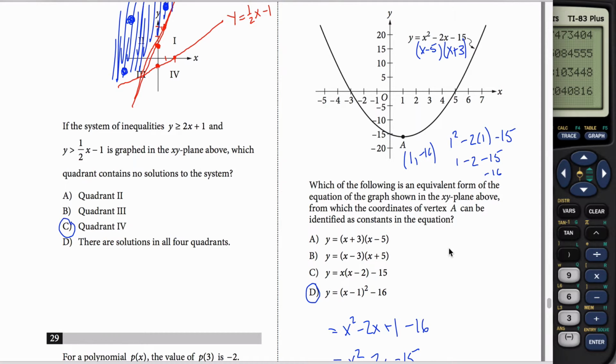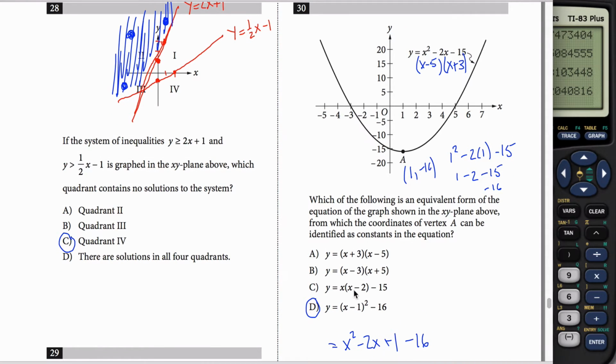In case you were curious, and I don't know if you're curious or not, the way you can get from here to here is what's called completing the square. That's one way to get from there to there. I don't think I'm going to bother showing you completing the square at this point.